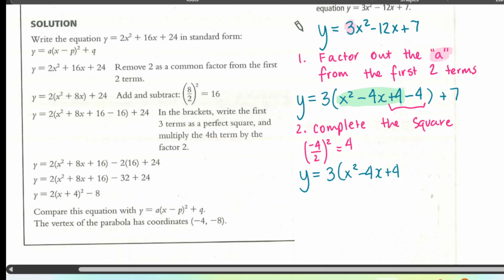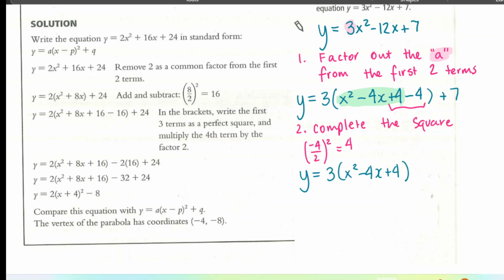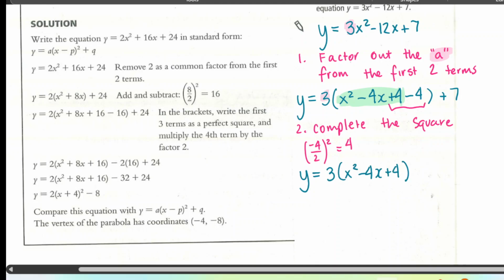So next step here is we are going to remove that minus 4 from the bracket. And when I do that, I have to make sure I multiply it by 3, because this 3, remember, applies to every single term in the bracket, even that negative 4. So if I take it outside, I have to multiply it by 3. So it becomes negative 3 times 4 on the outside. Okay, and that 3 again came from that 3 that was on the outside of the bracket. Okay, now I'm going to factor this perfect square trinomial, because it is a perfect square.